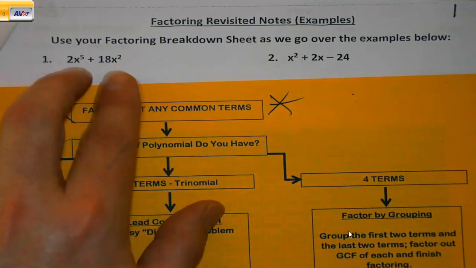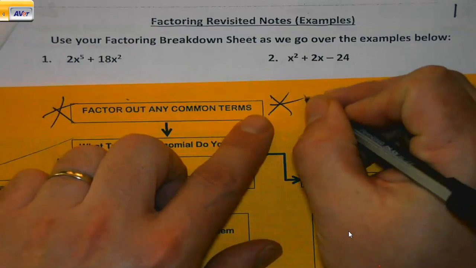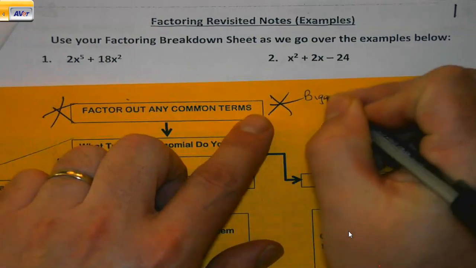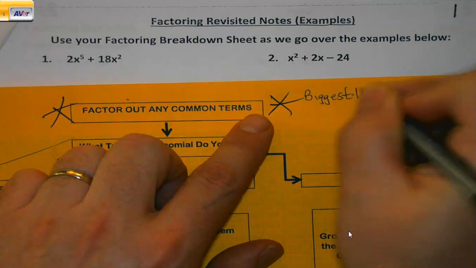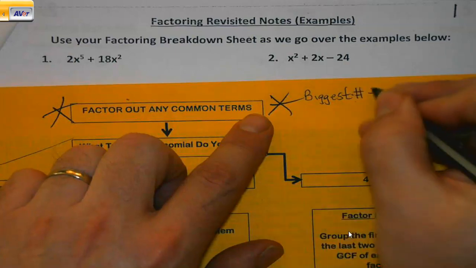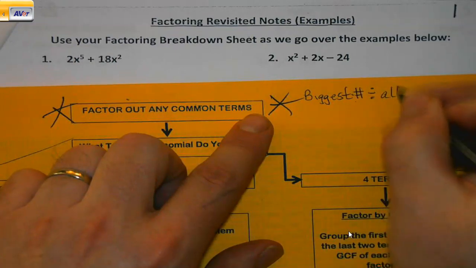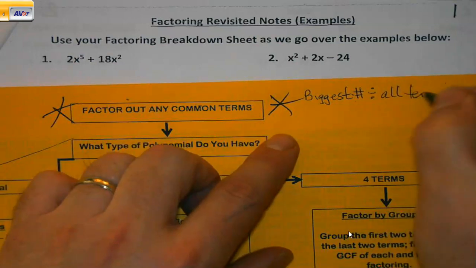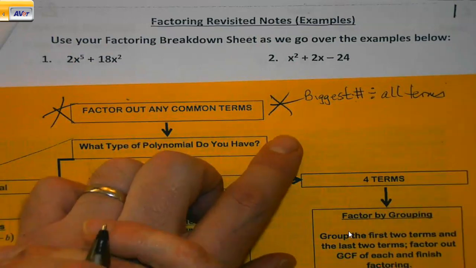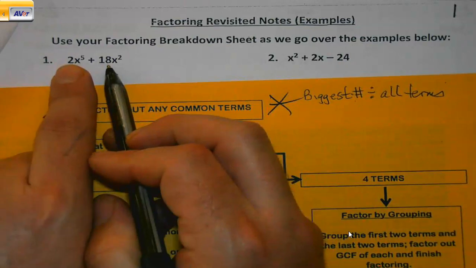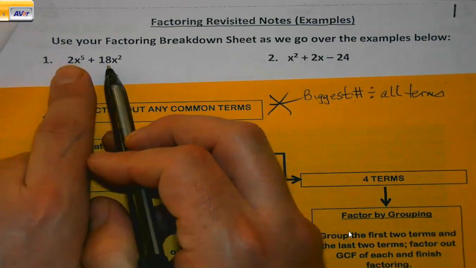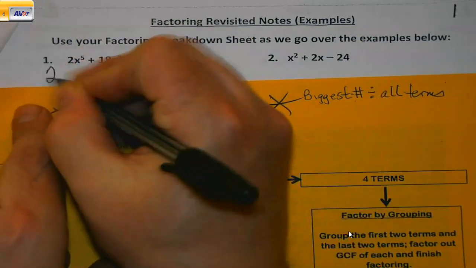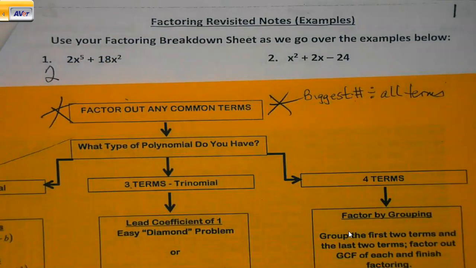So when I'm looking at these, I'm always looking for the biggest number that divides into all terms. So I look at 2 and 18. I think 2 is as big as it's going to get. If I wasn't sure, I can divide with my calculator. I can use the chart on the back and find 2 and 18 in a column. All those things would work.